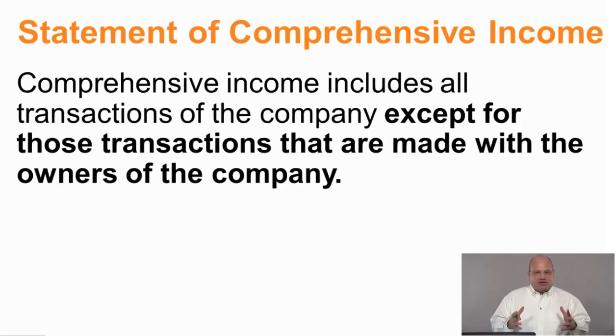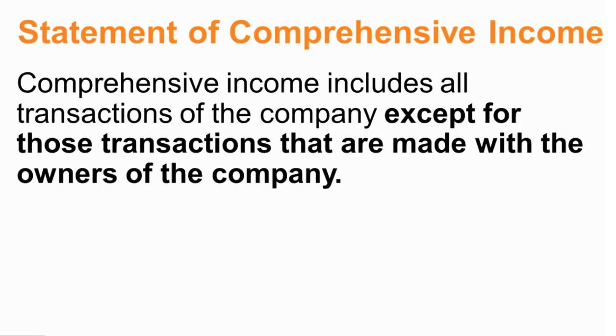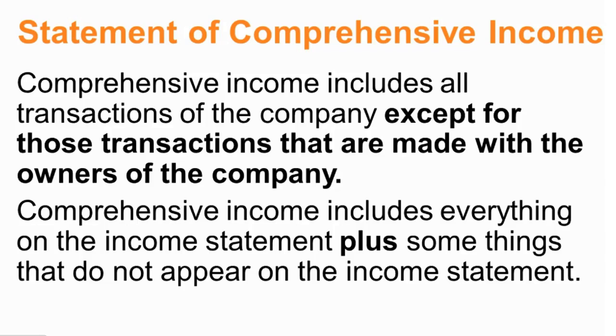Now, what they've done with the standard is this. They have said that there's a handful of transactions, and we'll look at the list a little bit later, the effect of which we're not going to put on the income statement. The effect of these is not going to go on the income statement. It's going to be pulled out of the income statement, and these are what are called other comprehensive income items. So, comprehensive income includes everything on the income statement plus some items that do not appear on the income statement because that is what the standard requires.